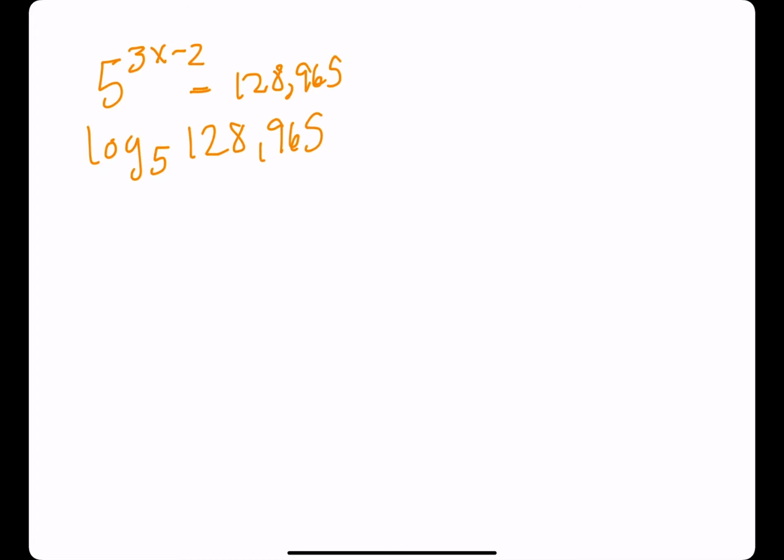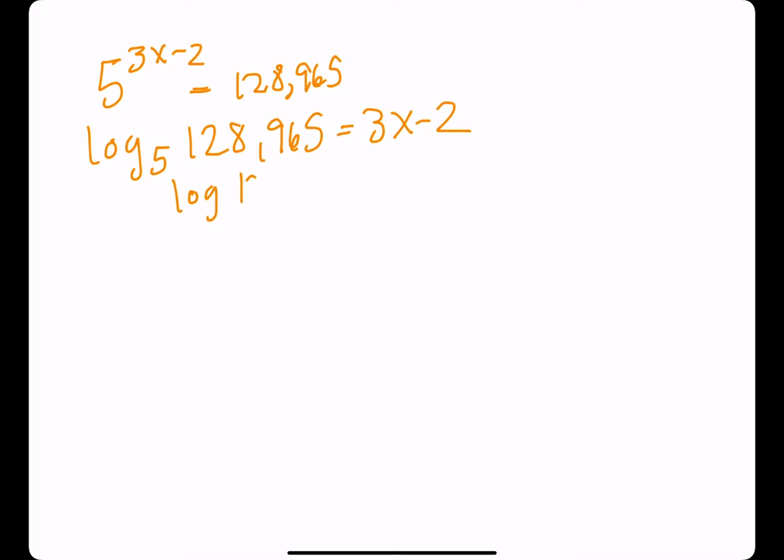If you just had something simple, like, let's say this one, you don't have to do log of both sides because you can see you only have one base. You can just say, okay, I'm going to do log base 5 of 128,965 equals 3x minus 2. And remember, I showed you how to put this in your calculator.